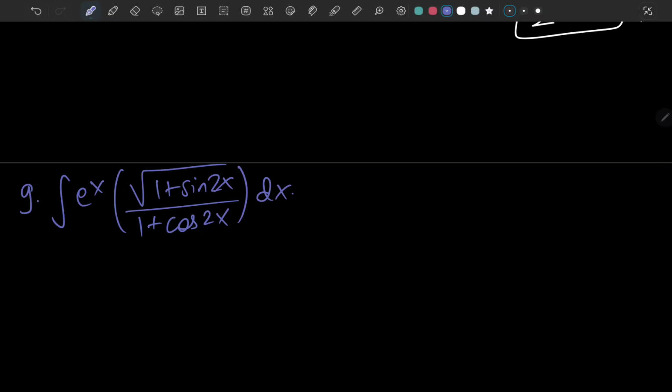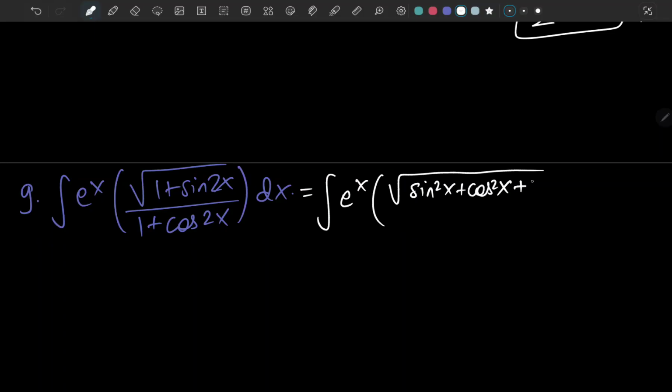Okay, guys. So now what we are going to do in this integral is, let's solve this integral. Integral of e to the x times the square root of, well, 1 can be written as sine squared of x plus cosine squared of x, plus sine 2x is 2 sine x times cosine x, right?